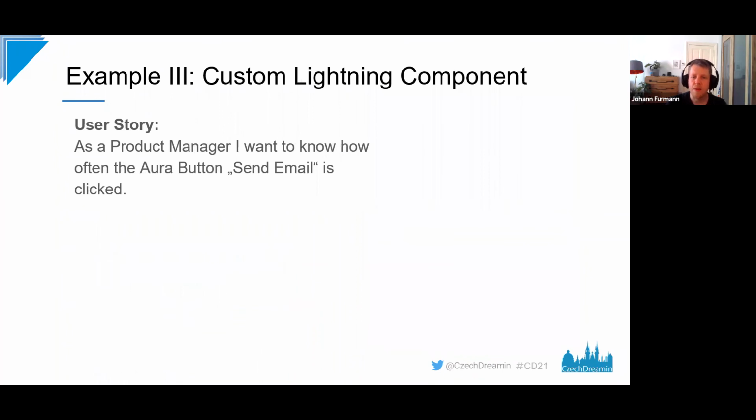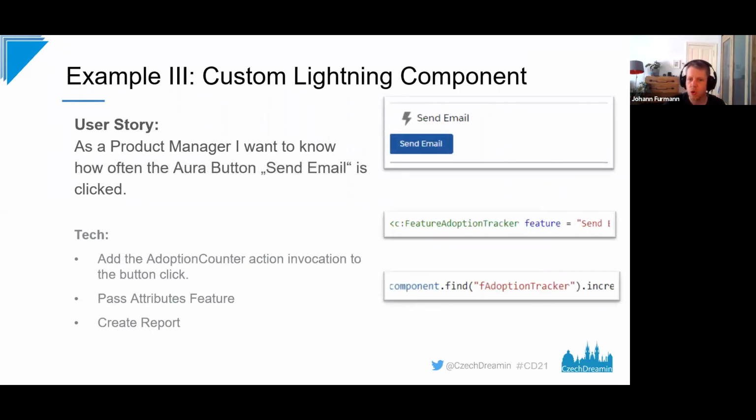And the last one is about Lightning components. I mean, I do AppExchange packages, and I do the same. I do beta testing with unmanaged packages. No worries, my packages are not tracked, but the unmanaged one, I want to know how often the Aura button send email is actually clicked. And again, this is a true story. We had a button which 1,000 of our users claimed to click all the time, which sent an email to the users. So what you do is you just add one line of code.